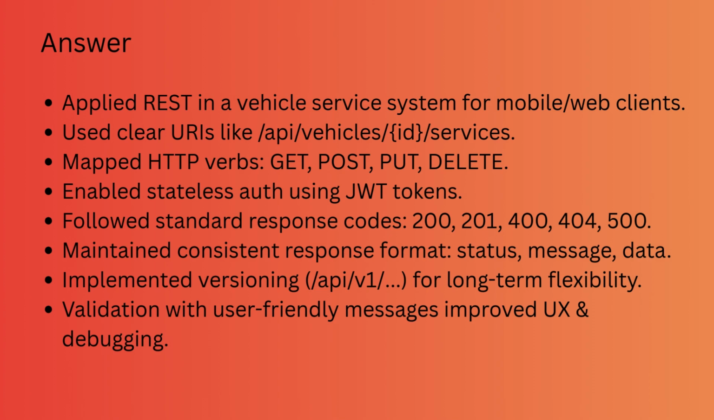First, we used clear resource-based URLs, for example, API vehicles to represent all vehicles, and API vehicles services to get a specific vehicle service history. This made it intuitive for both developers and clients to understand what each API did. Second, we followed the proper use of HTTP verbs. Get to retrieve data, post to create new entries, put for full updates, and delete to remove resources. This mapping helped maintain clarity in API behavior.